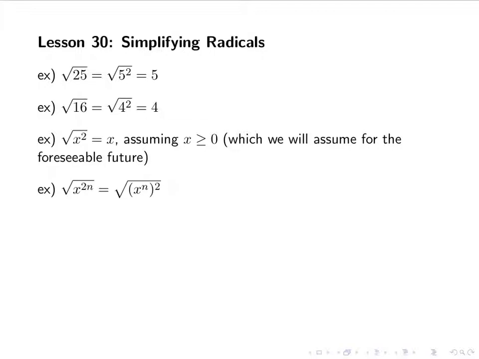And then again, the square root and the square cancel each other out, so I'm left with x to the n. So if I'm square rooting something to an even power, I keep the same base. Right, x is still x, that hasn't changed. The only thing that's changed is I've gotten rid of the square root and I've cut my exponent in half. So let's see an example with some actual numbers.